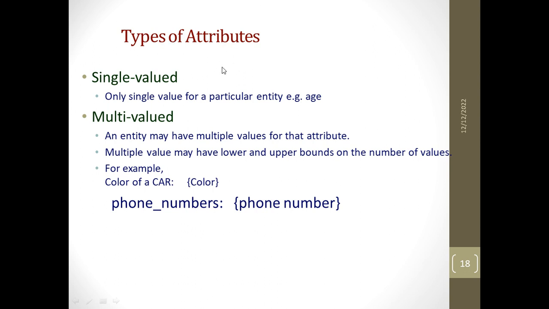Then the next types of attributes: single valued or multi-valued. Single valued has only one value, otherwise it might be multi-valued, with multiple values. Composite has parts under it, but multi-valued means multiple values of the same thing. Phone numbers: one person might have many phone numbers. Many colors of the car might be possible. I can define an upper bound on the number of values. For example, I might want to record not more than two phone numbers from any person. So I can define how many values I want to collect.